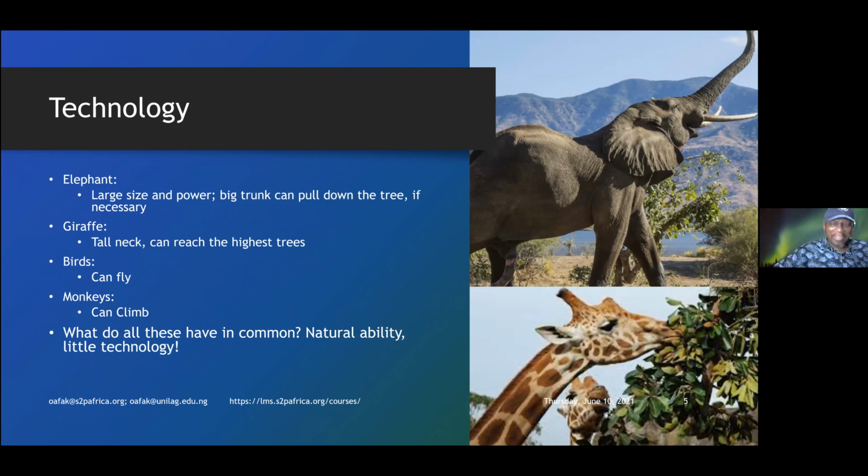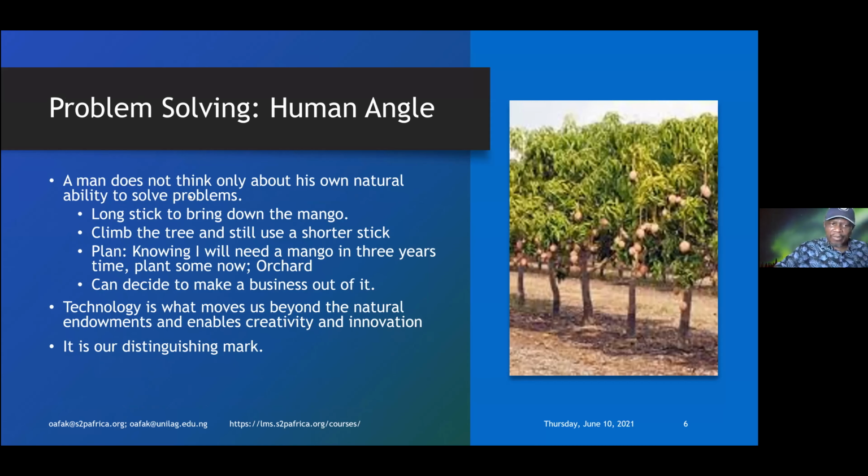A man is going to depend on technology to fight. And that technology can kill all of them with ease because it has been developed. Even the primitive man can just shoot an arrow with his bow and kill the animal without even being near it at all. So we are beginning to understand technology from the human angle. A man does not think only about his natural ability to solve problems.